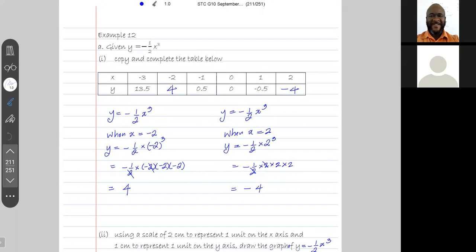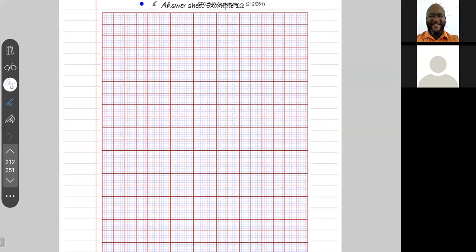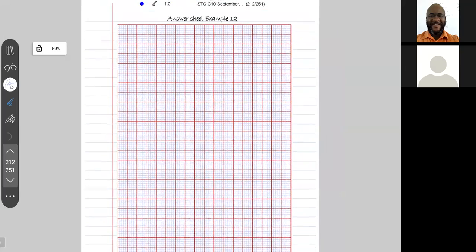The highest value of y is, call it 14. The lowest value of y is minus 4. So almost a quarter of your graph would be below the x-axis, and 3/4 of it would be above the x-axis. So that's just how you could possibly look at it. So let me show you what I mean.